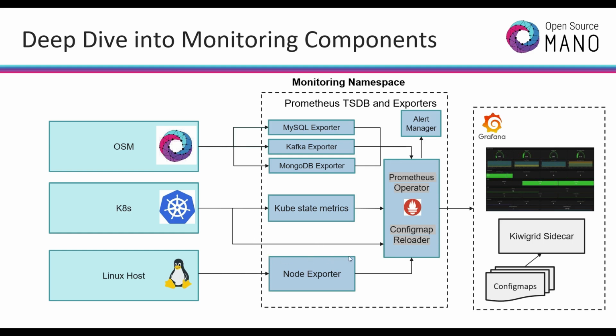Okay, I have captured some snapshots from Grafana. These are host specific metrics, and these are OSM specific metrics. This is MongoDB metrics, and this is Kafka metrics. I will walk you through a live demo of this. Okay, so we shall have a deep dive into the monitoring components.